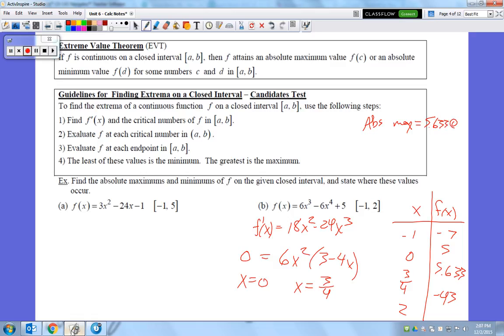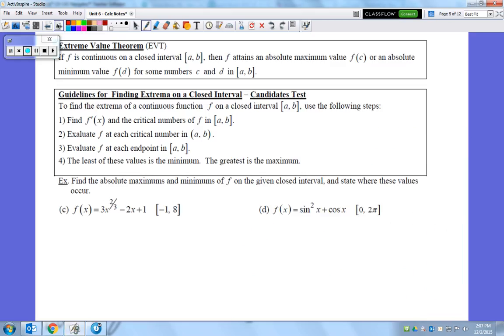5.633 at, perfect. Absolute min equals -43 at x is equal to 2. Pretty easy so far, right? All we're doing are looking for absolute mins and maxes. I haven't said anything about the relatives.